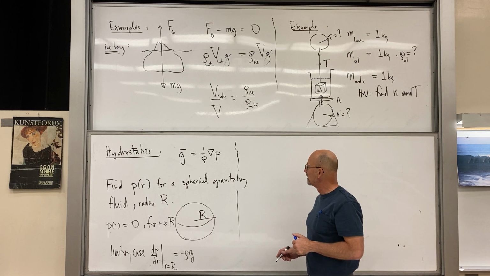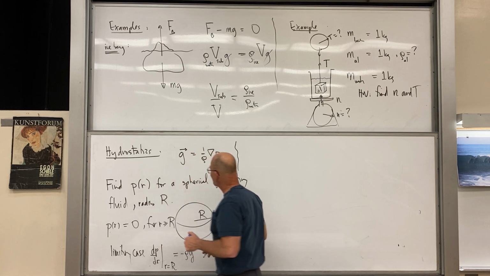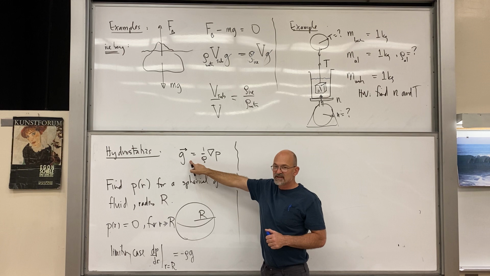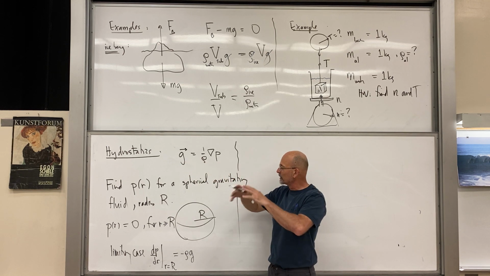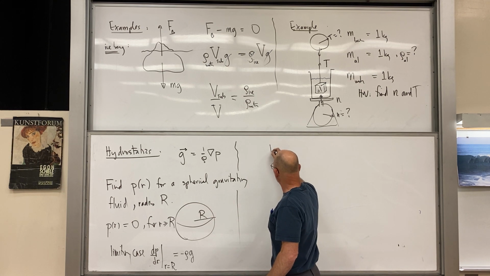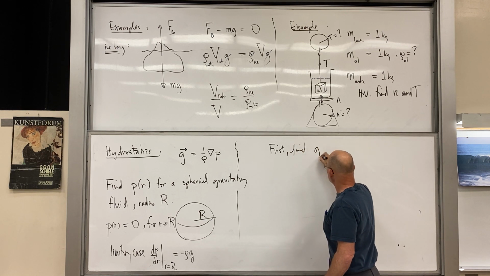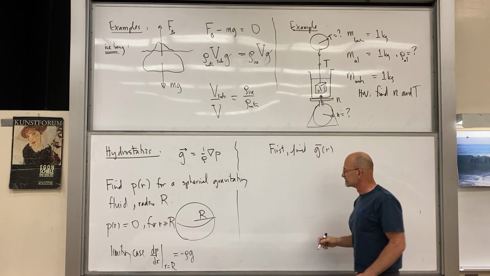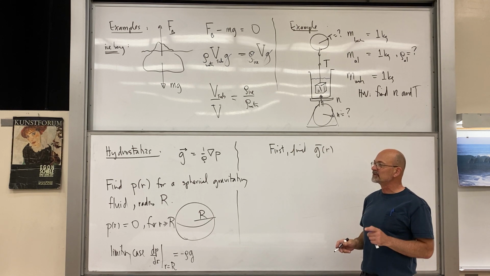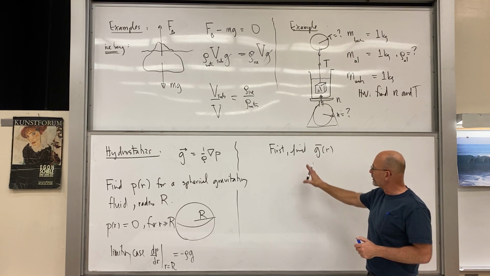So first of all, we have to get an expression for g here, because this is now a field. It's not just some constant at the surface, it's a field throughout the entire thing here, and it's actually going to be g of r. So first, find g of r. And we did that in 105b, but I'm going to appeal to Gauss's law for electrostatics just to jog our memory of how we can do that.